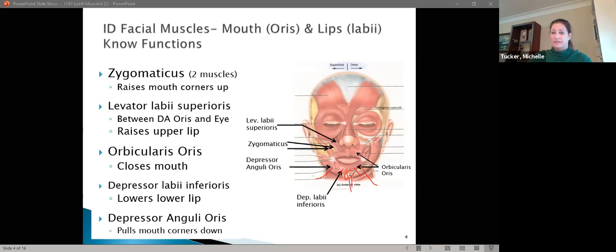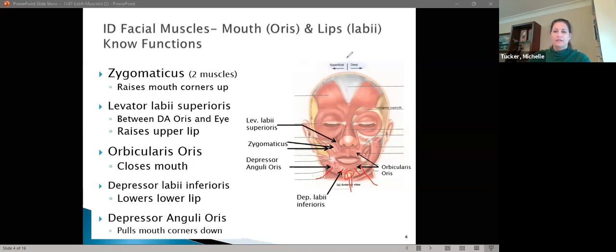So we have mentalis at the chin, and then the next one out is depressor labii inferioris. It's going to lower the lips. And then if you continue to go out, you have depressor anguli oris, which pulls the corners of the mouth down.